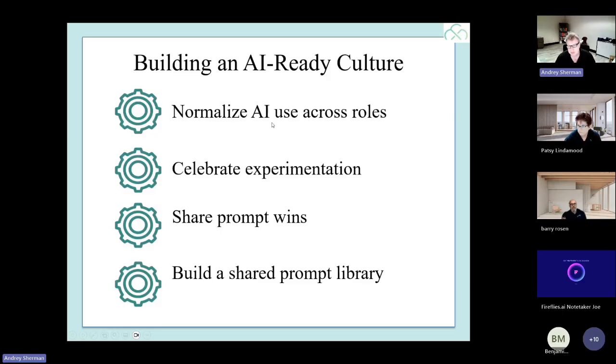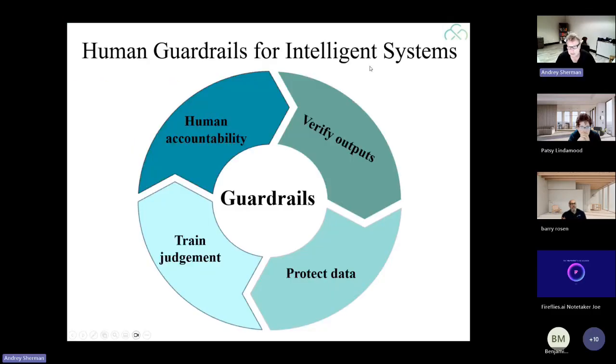So the idea is that, with all the guardrails about security and other things, you want to normalize AI across different roles. You want to celebrate experimentation and share prompt wins. So that's again about writing the prompts and possibly building a shared prompt library for specific roles. Barry talked about guardrails that apply to what he says, but this is a little more general.